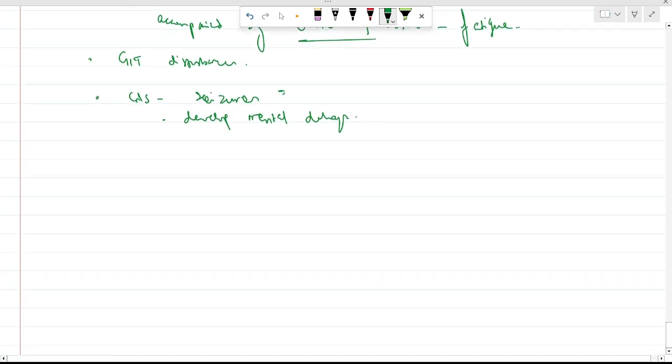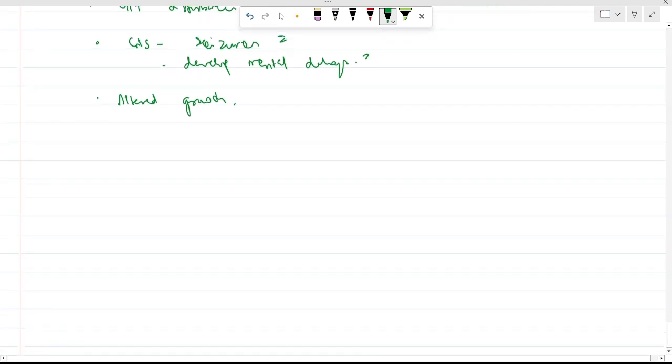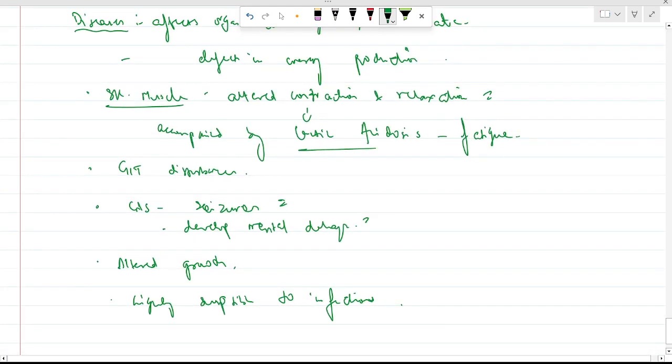In the CNS, there occur seizures and developmental delays. Then there is altered growth, and finally they are highly susceptible to infections. These are some of the features.